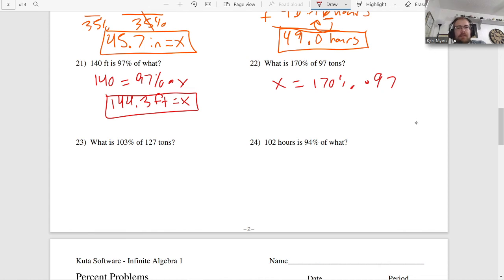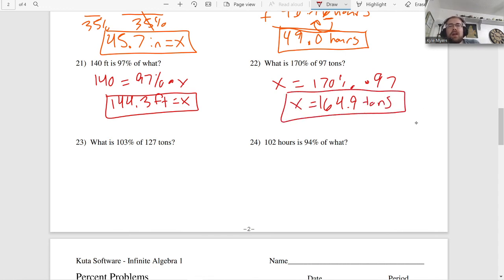1.7 times 97. And if you think about it, it kind of makes sense because what is 170% of something? That's more than 100%. That means it's more than what we have, right? What's 200% of this amount? Well, 200% means you're doubling whatever you have. So 170% is close to that, and we get 164.9 exactly. Still in tons.